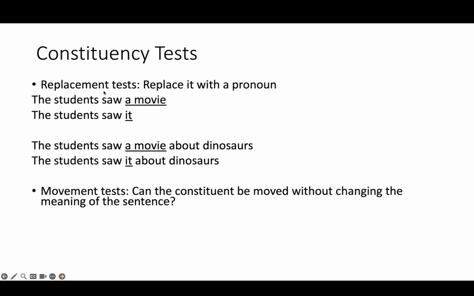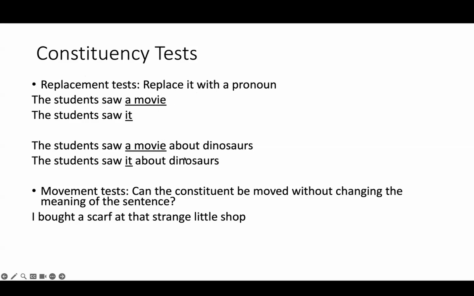So for example, the first one is replacement. You can do a replacement test. So for example, in the sentence the students saw a movie, is a movie a constituent? Well, we can try to replace it. The replacement test consists of replacing that chunk, that constituent, a movie, with one pronoun. In this case, the pronoun that corresponds is an object pronoun because this is in the object position. And the object pronoun for a movie in English is it. And we can: the students saw it. It's important to say that in the replacement test, both sentences have to have equal meaning, that it doesn't change meaning.